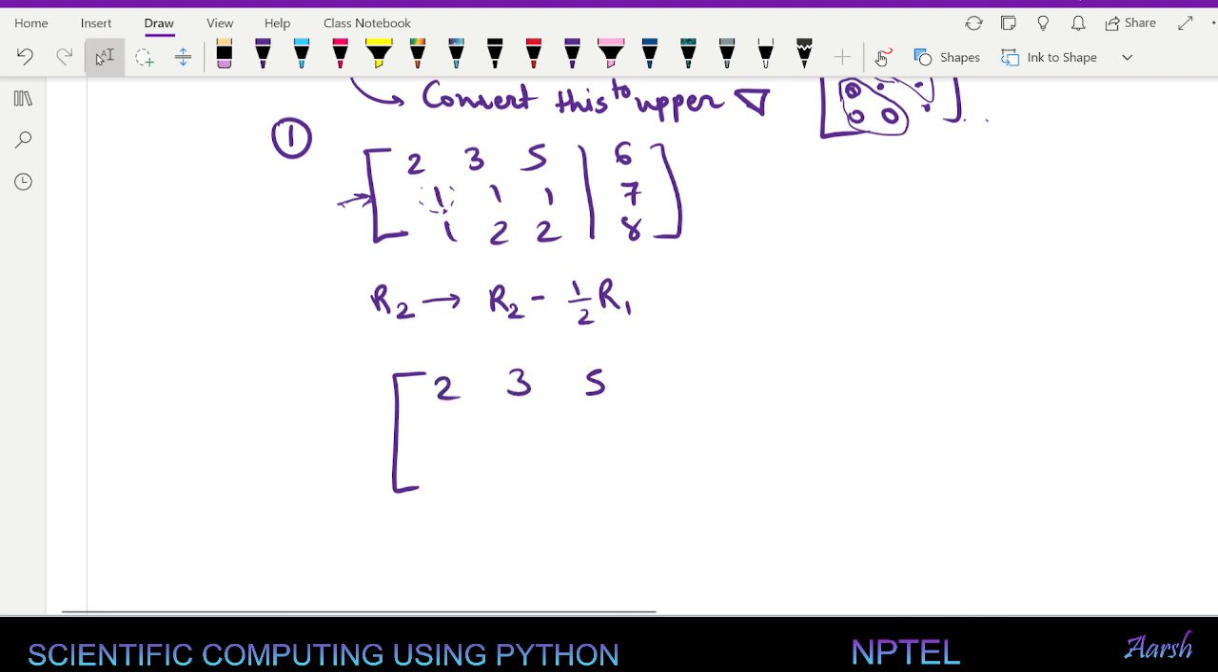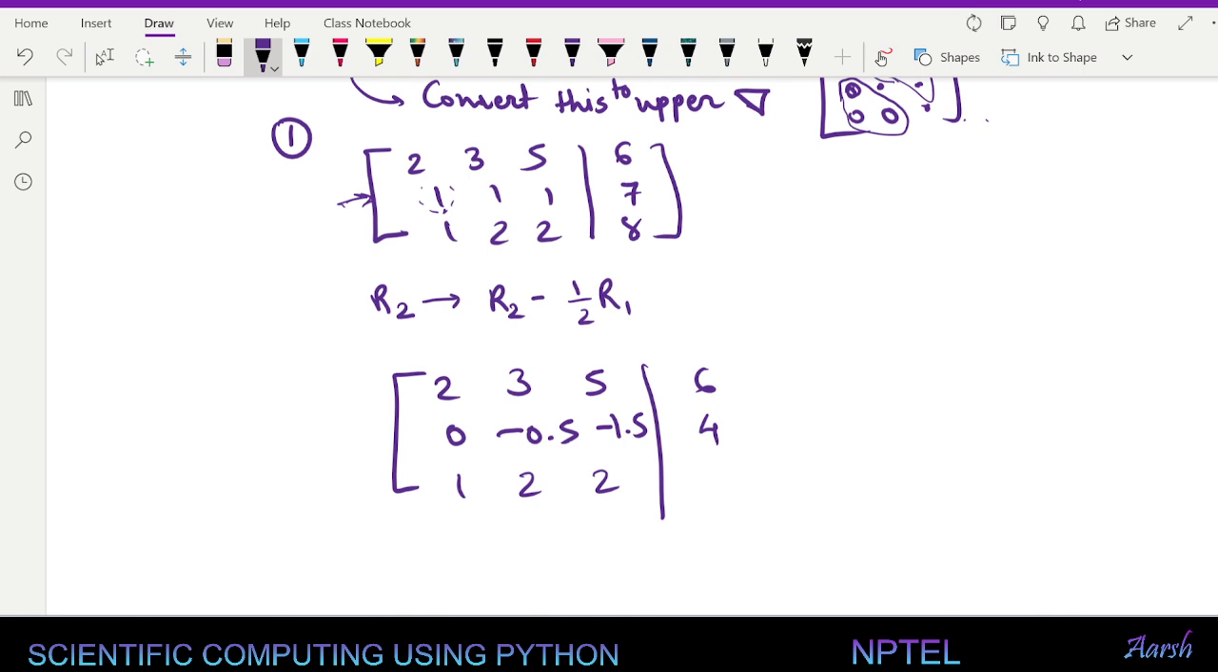So now what will it be? 2 3 5. Now we subtract half of 2 from this, so it is 0. Then subtract 3 half from 1, so minus 0.5, and subtract 5 half from 1, so minus 1.5, and 7 minus half of 6, which is 3, so it will be 4, and then 1, 2, 2, and 8.